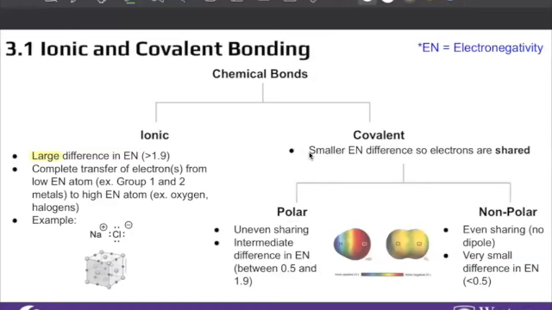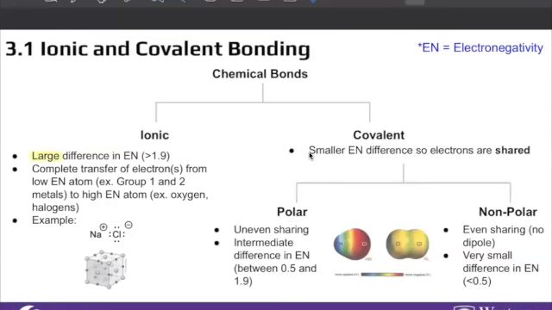So then it might also be helpful to know some examples of those types of atoms. Our low electronegativity atoms are typically your metals in group 1 and 2, so that's on the left side of the periodic table. And then your high electronegativity atoms are things like oxygen or your halogens, so chlorine, fluorine, things on the right side of the periodic table.